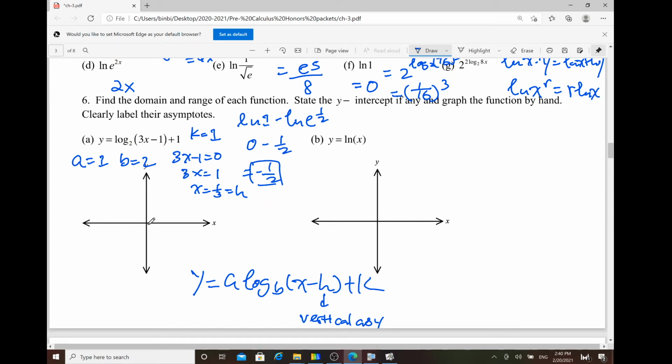So right here, 1/3, then that'd be the VA. Okay, so here's 1/3. Another thing that we can find out, so the points, xy table. Okay, so can we find the y-intercept for this? So plug in 0.